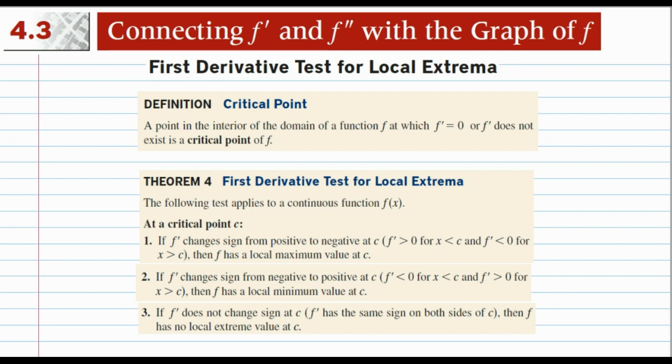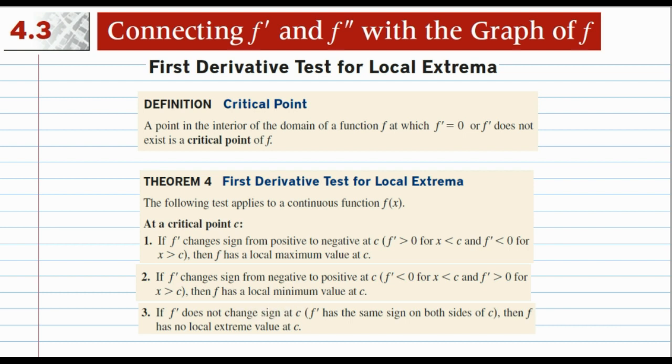maximum or a minimum, because where the original function is increasing and then changes to decreasing, f prime is going to change from positive to negative, as you know from chapters 2 and 3, and then therefore f will have a local max. Opposite for when f prime changes from negative to positive, there will be a local min on f. If f prime does not change signs, then there is no extrema.